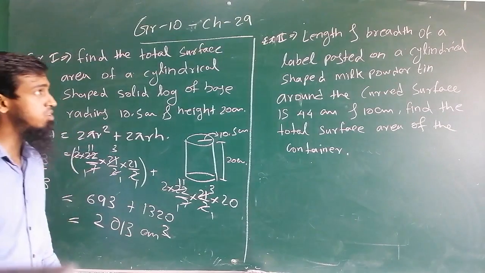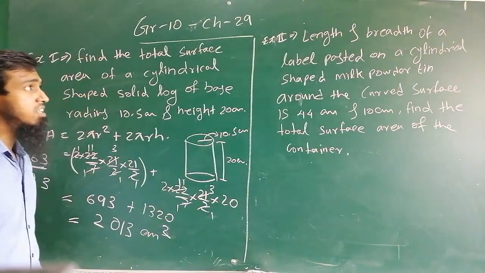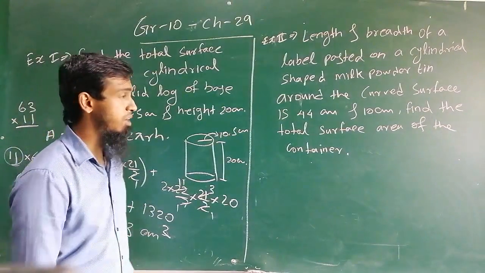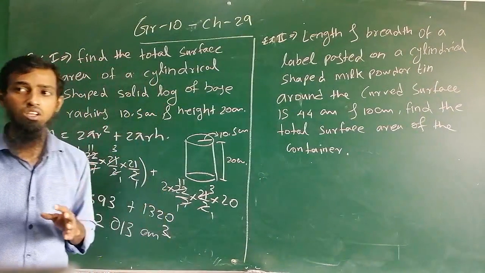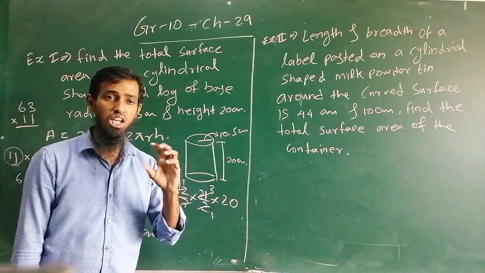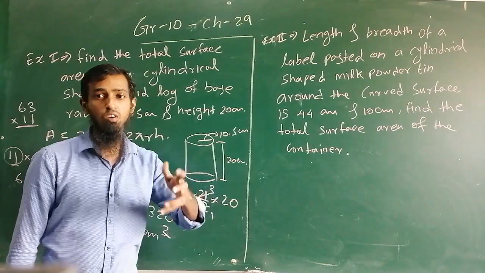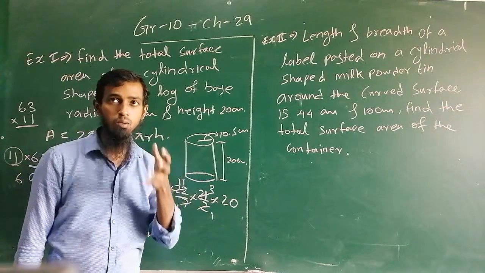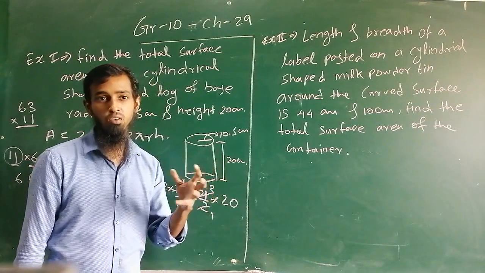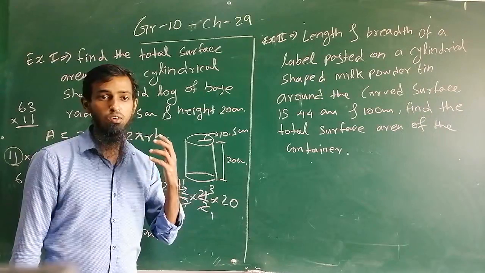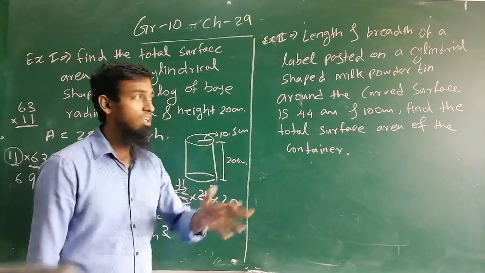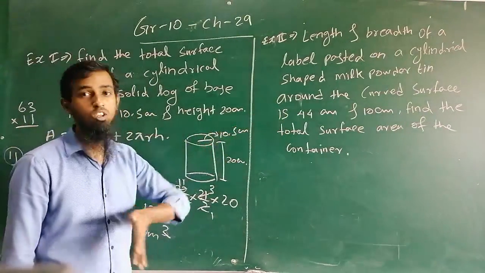Okay, the second example question: the length and breadth of a label pasted on a cylindrical shape. Students, you need to remember the basic idea, how we get the surfaces and how we get the equation of those surfaces. That is the primary part, and using it we have so many questions. If you forget the basic part, you cannot do the questions related to it. The second question is also related to the basic part.